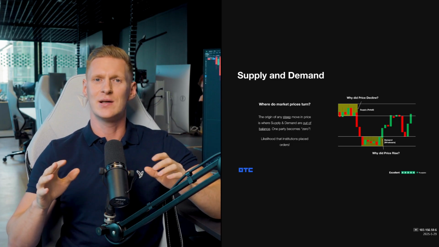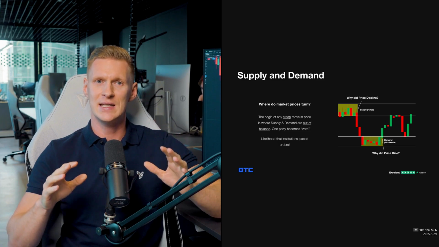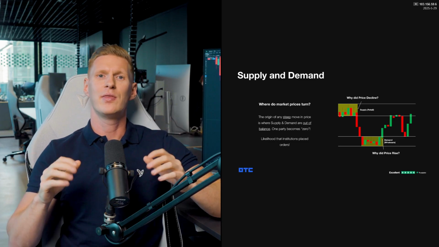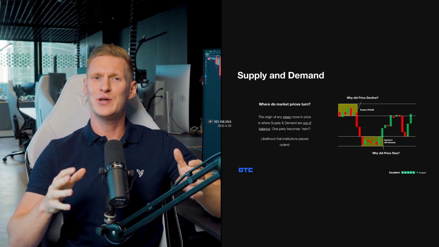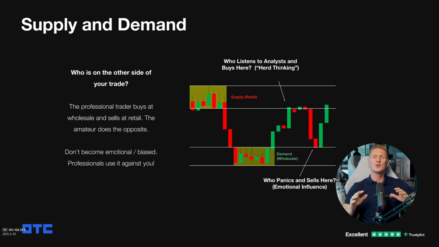By marking these zones, we can confidently say, here demand exceeds supply, or there supply exceeds demand. This is the core process we use to identify supply and demand imbalance, and thus potential turning points in any market. Next, let's figure out who's on the other side of our trades.